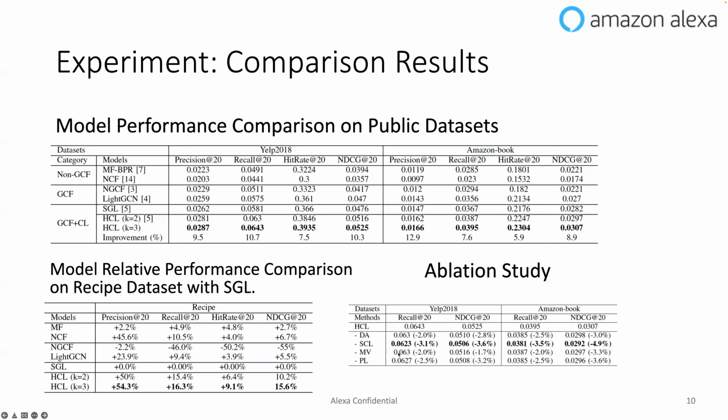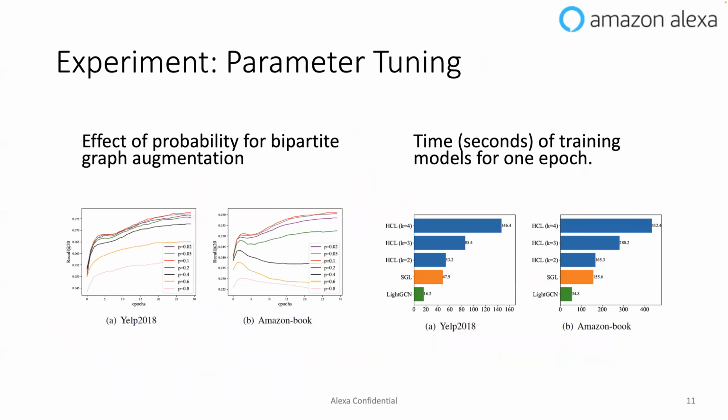The SGL part gives us the huge degradation, which means that SGL is the most important part for the model proposal. We also tune the parameters to see the effectiveness of the probability for bipartite graph augmentation. And we can also check the training time per epoch, because we want to explore whether the HCL model is a light model or a very heavy model.